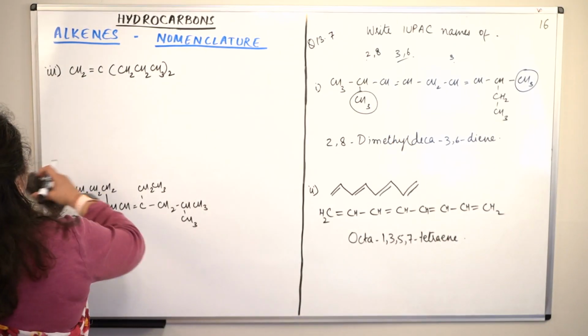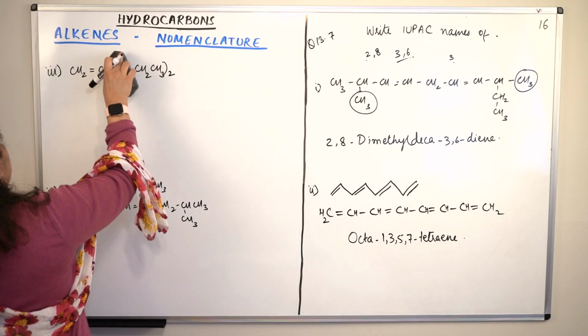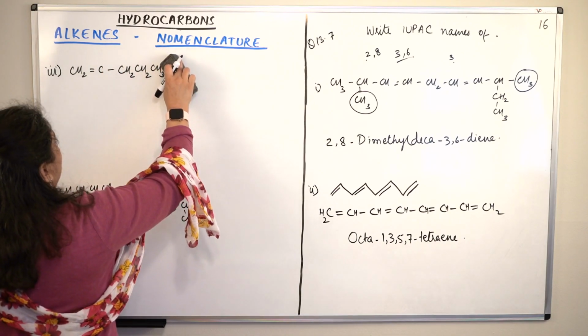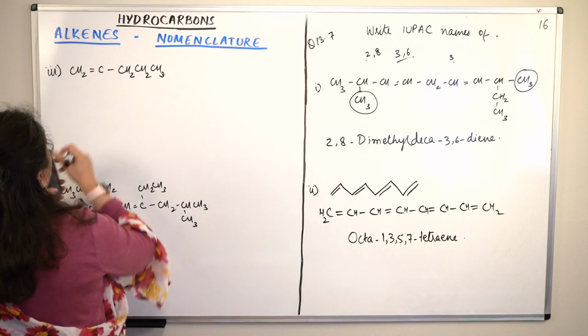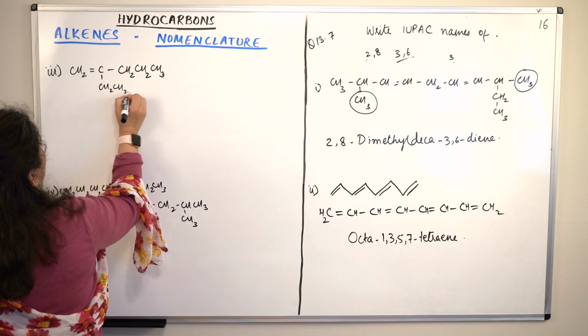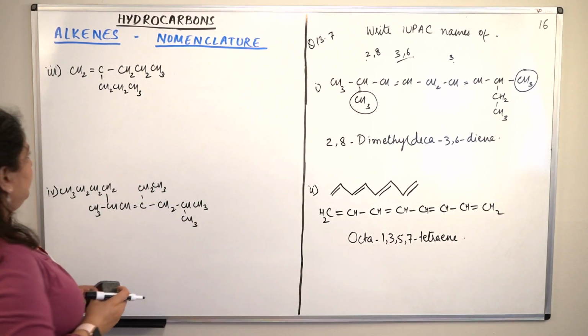So you have the CH2, CH2, CH3 whole twice. So I'll just remove this, put a bond here and remove this, and write the same thing on here. So you have CH2, CH2, CH3. So this is your compound.